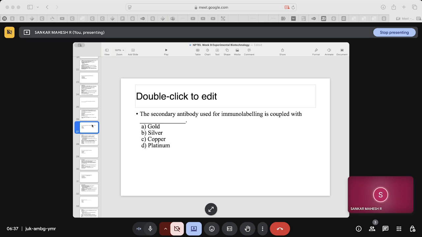The next question is: the secondary antibody used for immunolabeling is coupled with dash: gold, silver, copper, and platinum. You can take a couple of minutes to think about this and then we'll discuss.